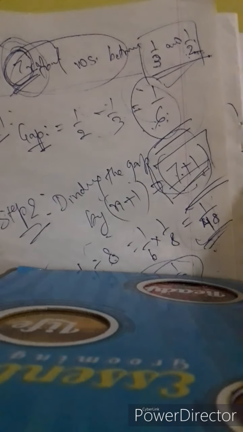So now coming to the decimal representation of a rational number. So I'll just turn this page. Alright, so decimal representation.